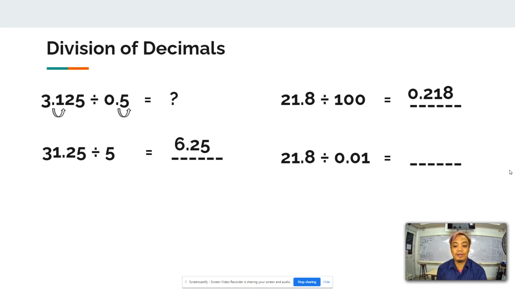21.8 divided by 0.1, we will now move the decimal place to the right. And we will have 2,180.